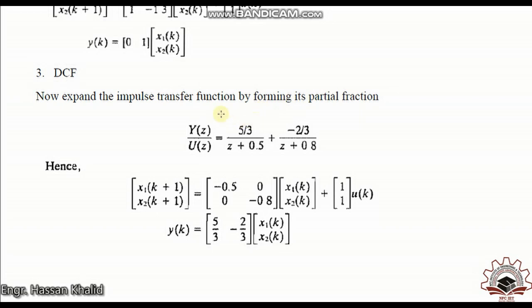Now lastly, the formation of the diagonal canonical form. For that purpose, I will expand my pulse transfer function into partial fractions with a and b coefficients, and by evaluating those constants at the given poles, I will be able to find out the values of my diagonal canonical G matrix and the output matrix, which is equal to 5/3 and minus 2/3, which are the values of C1 and C2, and the values of poles, z equal to minus 0.5 and z equal to minus 0.8, represented as P1 and P2 as studied in the slides.